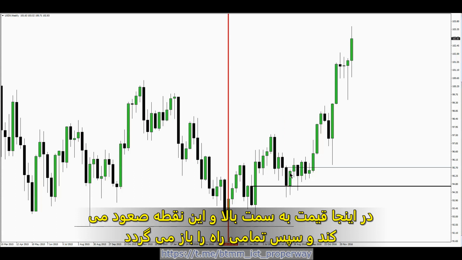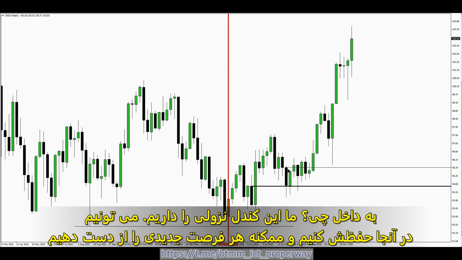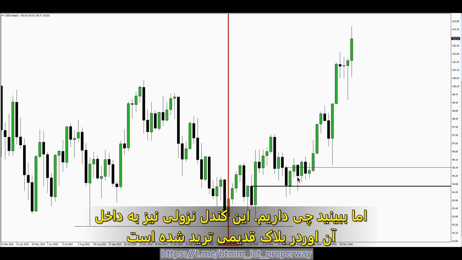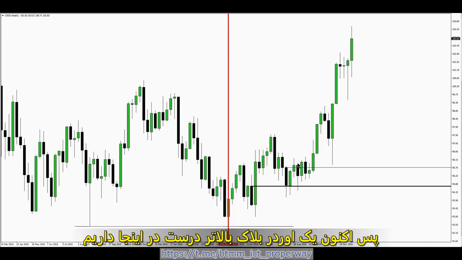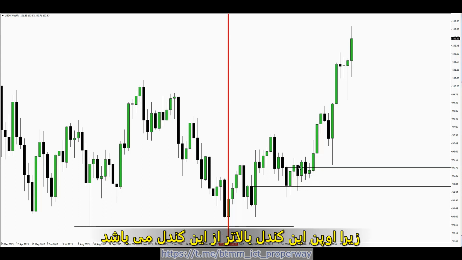Price rallies up to this point here, and then comes all the way back down into what? We have this down candle. We could have kept that there, and we would have missed any new opportunity. But look what we have here. This down candle has traded into that old order block as well. So now we have a higher bullish order block right here, because this candle's open is higher than this candle.